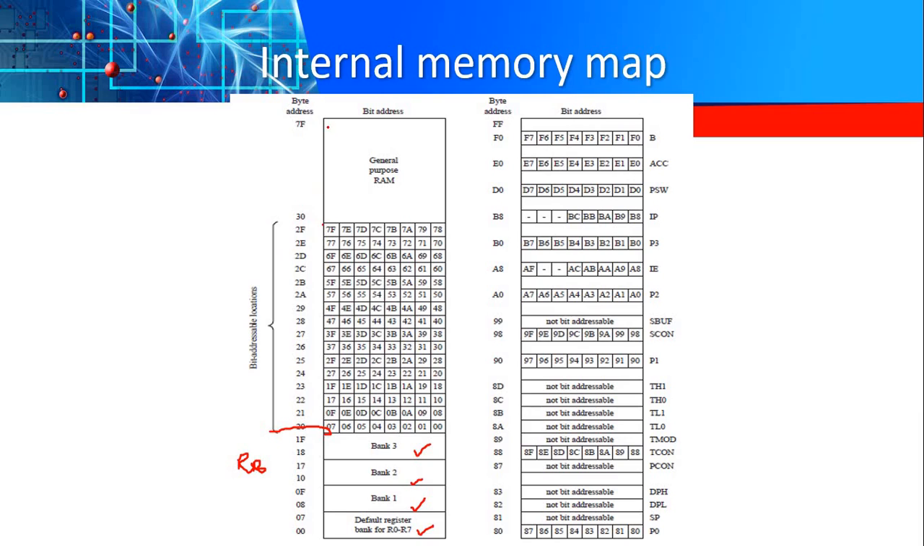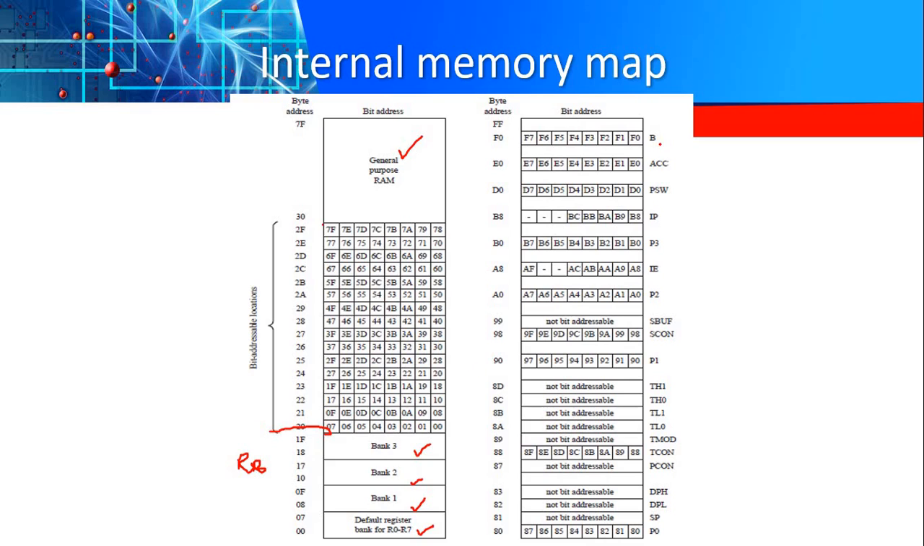Next, from 30 to 7F is for general purpose RAM, that is for scratch pad registers or general purpose registers. We can use this. Next one is 80 to FF. This is for special function registers.